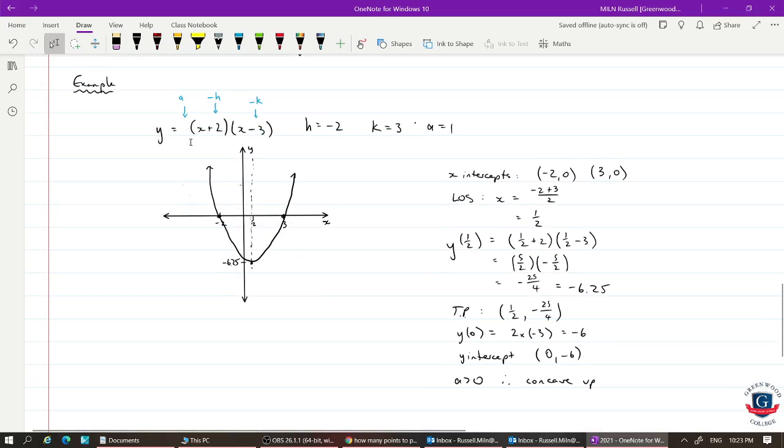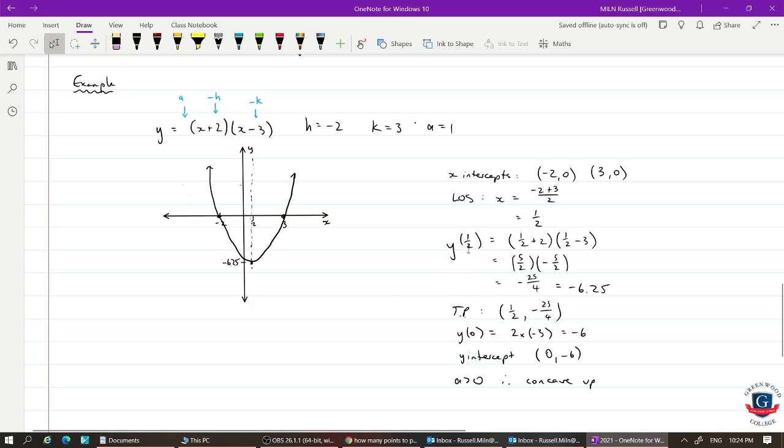A in this case is 1, the value outside the bracket. This is negative h, so h will be the negative of that, which in this case is -2. K is the negative of this, which in this case is 3, and as I said earlier, a is 1. Just by looking at this, we can instantly find the x-intercepts. It's just -2 and 3. There they are there. The line of symmetry is midway between the two of them. Add them together, you get 1 divided by 2 as a half. Then I can sketch in the line of symmetry.